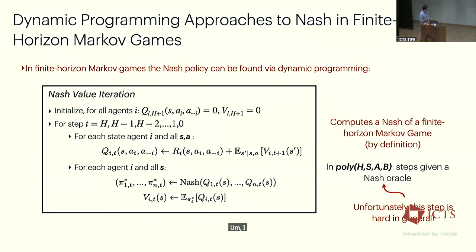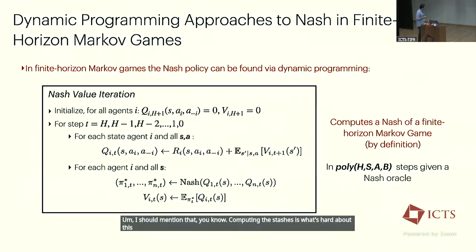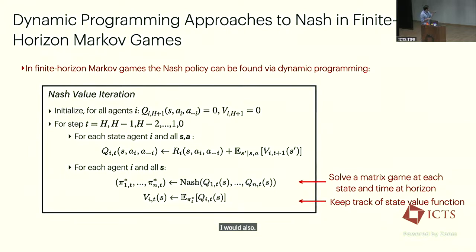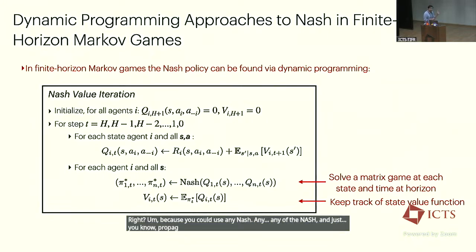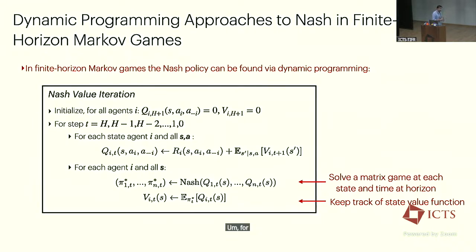I should mention that computing this Nash is what's hard about this algorithm. I would also like to point out that equilibrium selection isn't a problem here, right? Because you could use any of the Nash equilibria and just propagate it backwards in time, and you would get just a different Nash equilibrium for the entire game.